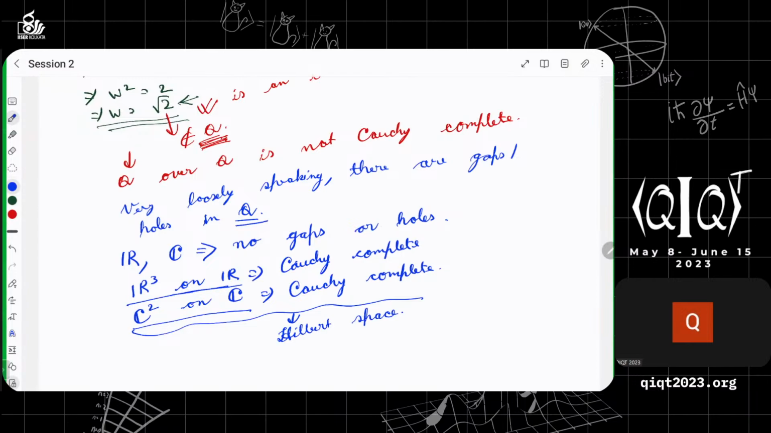So is the concept of Cauchy completeness okay for you guys? Is it clear?